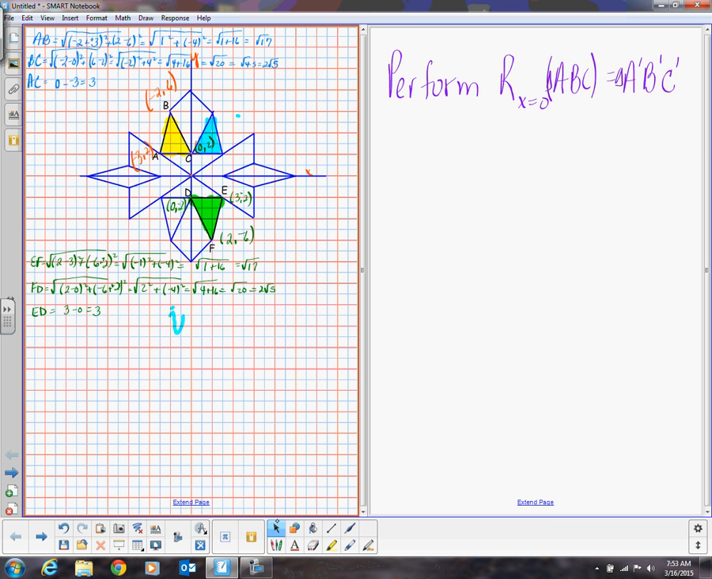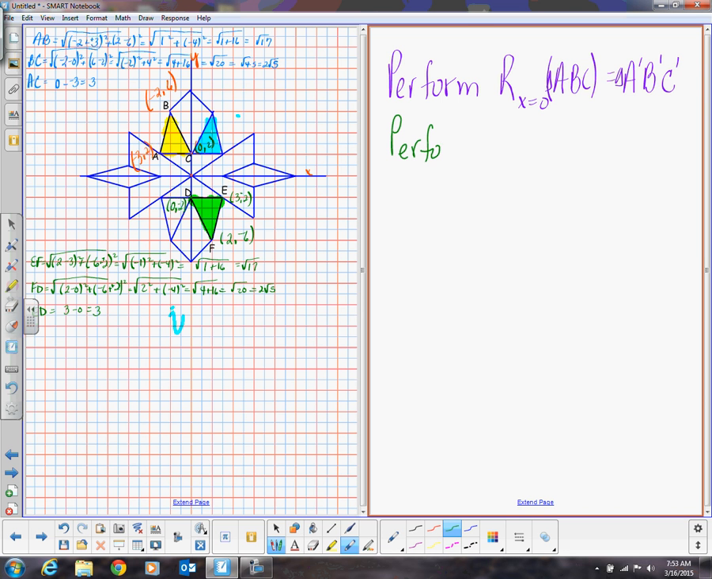So now what I want to do is reflect this triangle over the x-axis to get to that one. So I'm going to say perform a reflection about y equals 0. Now I'm reflecting triangle A prime, B prime, C prime, and it's going to give me triangle, so I did A, B, C, so it's going to give me E, F, D.